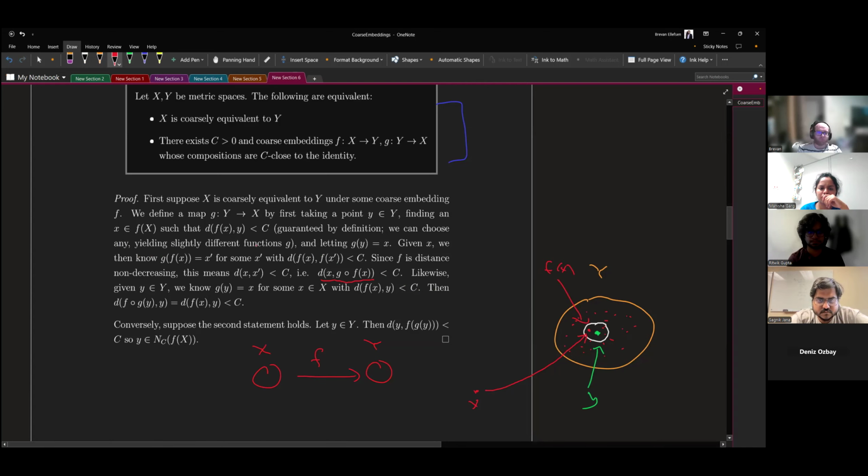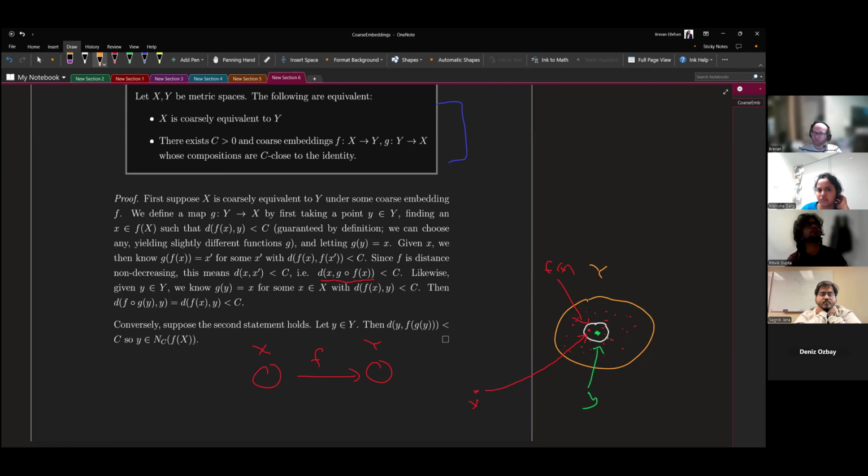So we can choose, then we let g of y be X. So you're okay up to that point. Yep. So we have our point X. G of y goes back to here. Given this point X over here, we know g of f of X, wherever g takes this point here, is going to be X prime for some other X prime. So the idea is we know how to take every point in Y back to a point in X. That's what G does. It has to do that. So it takes this green point back to this orange point.